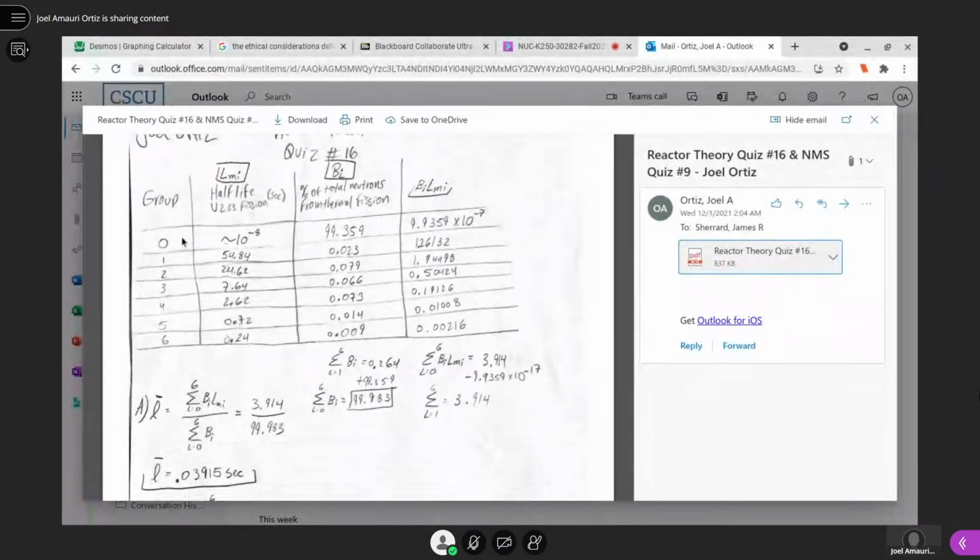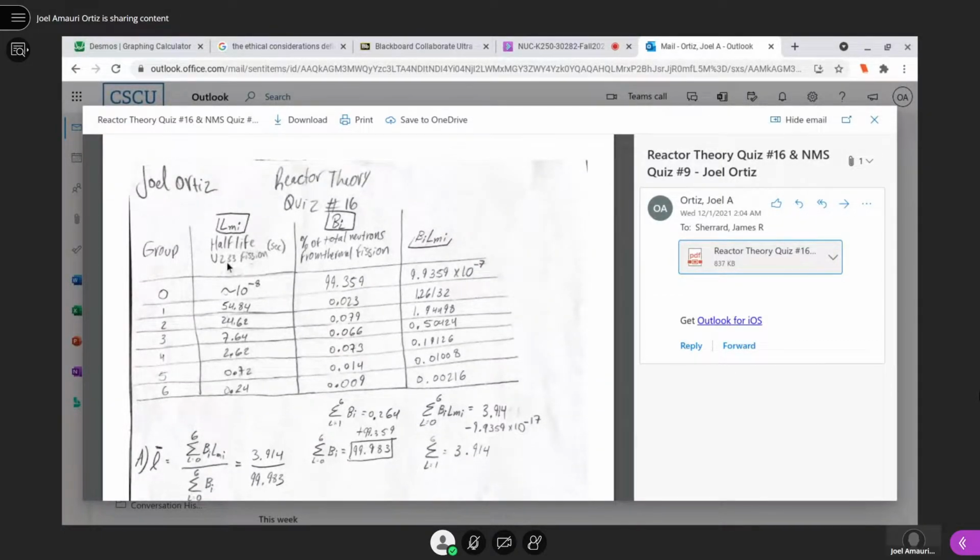So we had the groups for U233. The first group was the prompt group, 10 to the minus 8 seconds, and the total percent of neutrons from here was 99.359%. Then I had to find BI, LMI for this one. All you have to do is multiply 10 to the minus 8 seconds times the percent, and you get BI, LMI. And I did that for all of them.